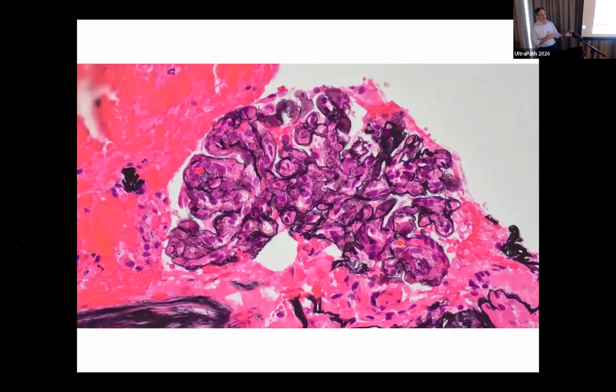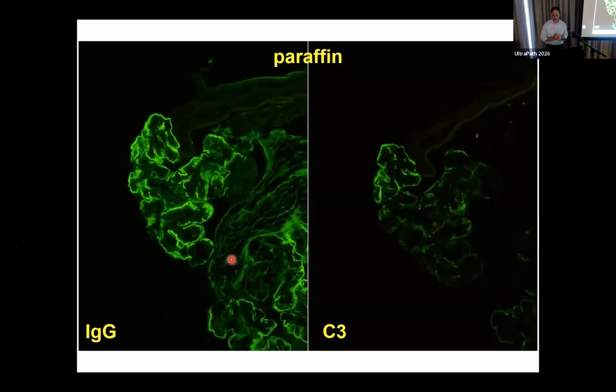And when you look at it at a little higher power on the silver stain, you can see glomerular basement membrane duplication, double contours, along with this hypercellularity and cellular interpositioning. This is a good example, I think, of a membranoproliferative pattern. So the patient had this membranoproliferative pattern on light microscopy, and then fluorescence showed some interesting findings.